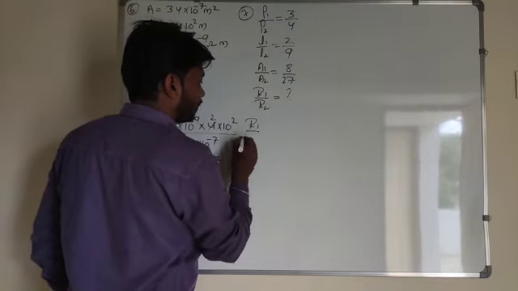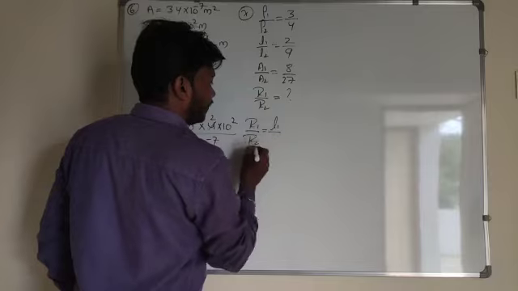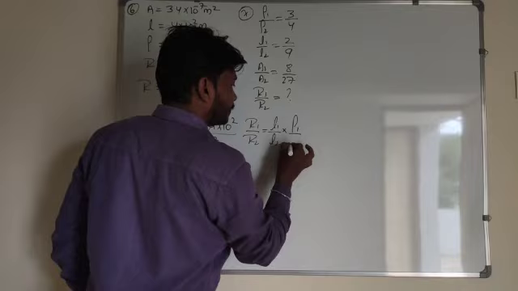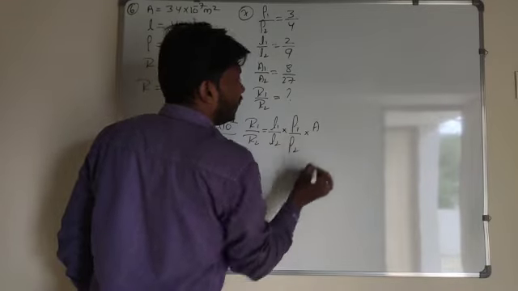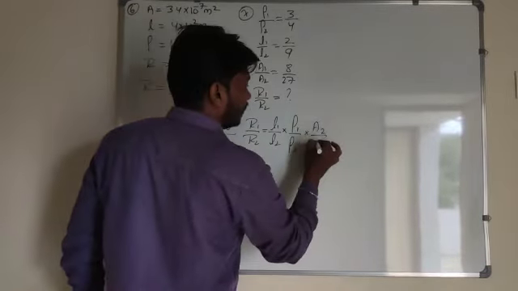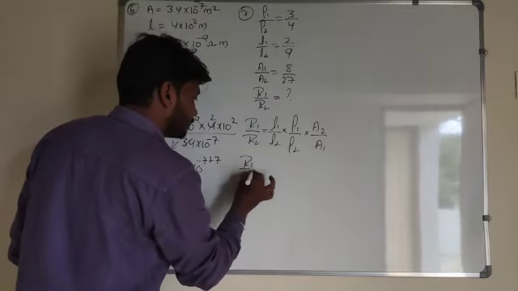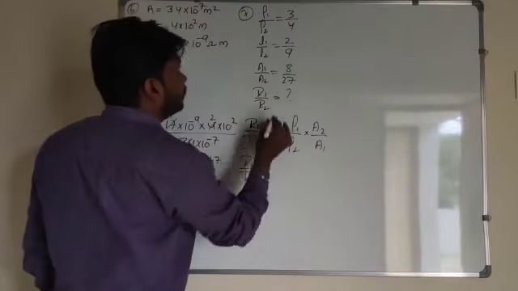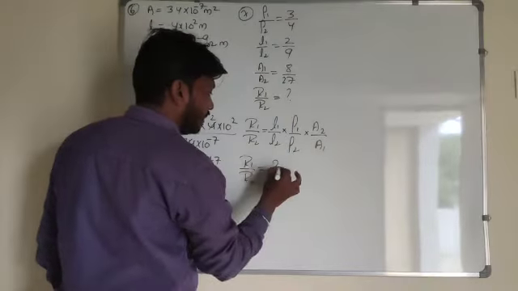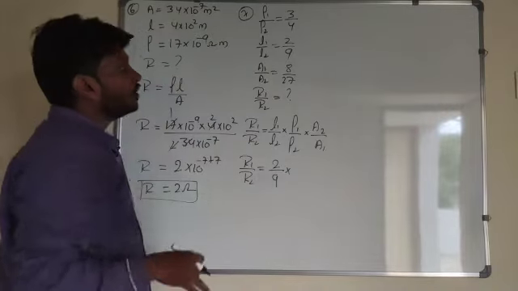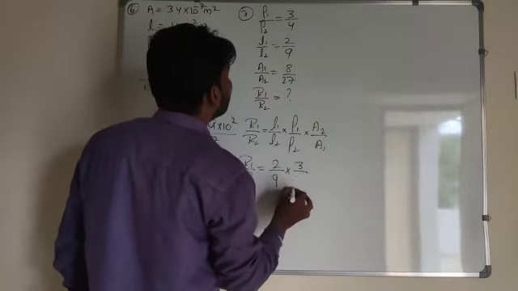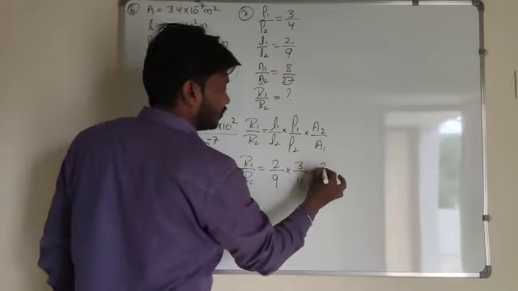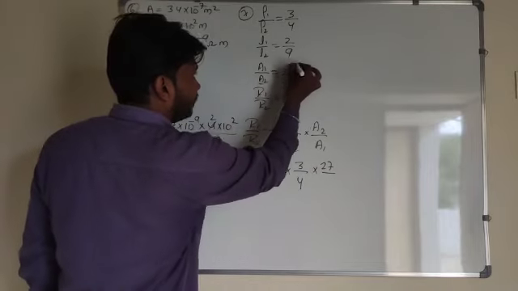So we are having that connecting formula as usual. R1 by R2 is equal to L1 by L2, and it is directly proportional to resistivity, means rho 1 by rho 2, into inversely proportional to area, A2 by A1 here. So R1 by R2 is equal to L1 by L2, which is 2 by 9 here. Rho 1 by rho 2 is 3 by 4 here. A2 by A1, A2 means 27 divided by A1 means 8 here.